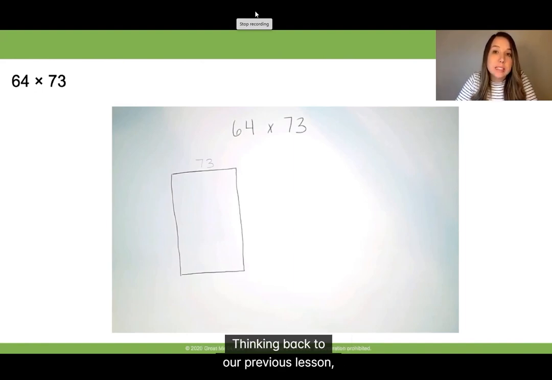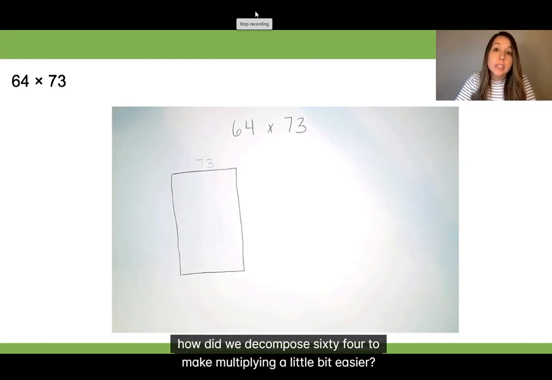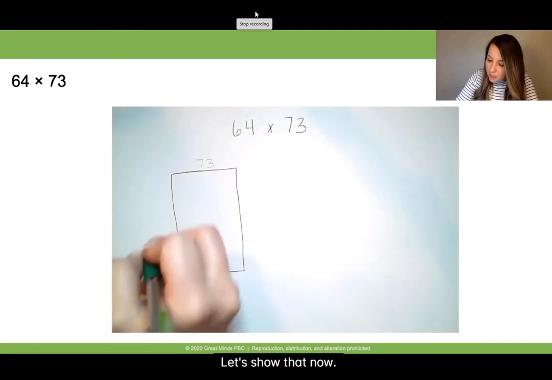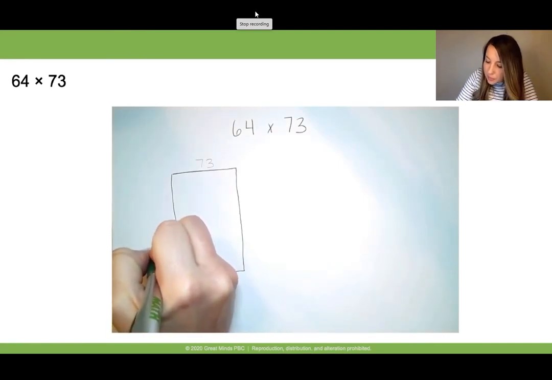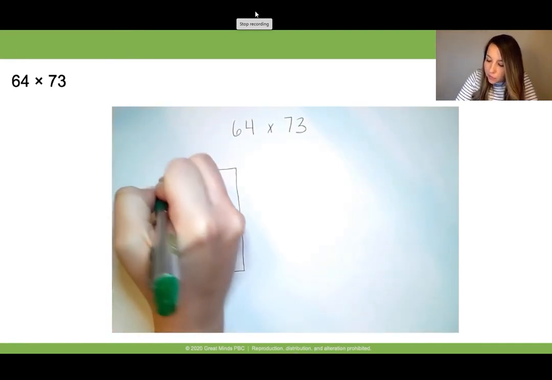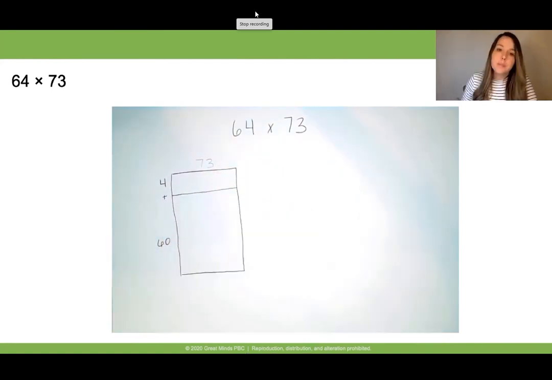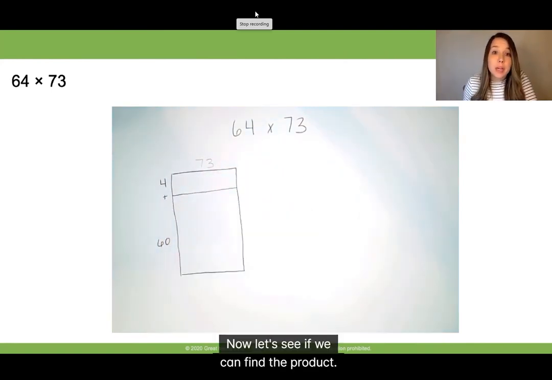Thinking back to our previous lesson, how did we decompose 64 to make multiplying a little bit easier? I bet you were thinking, we decomposed it as 60 and 4. Let's show that now. 60 and 4. Now let's see if we can find the product.